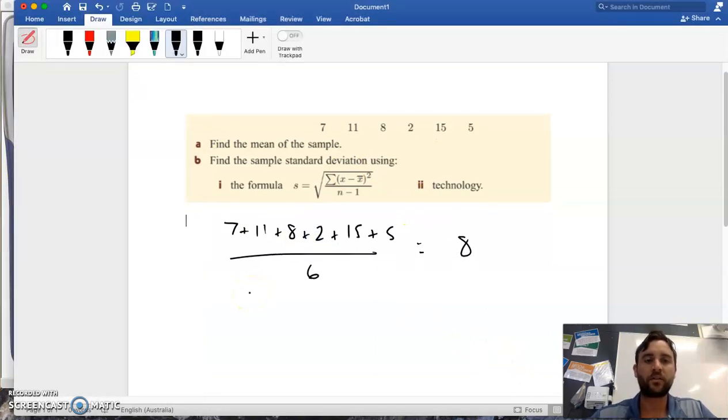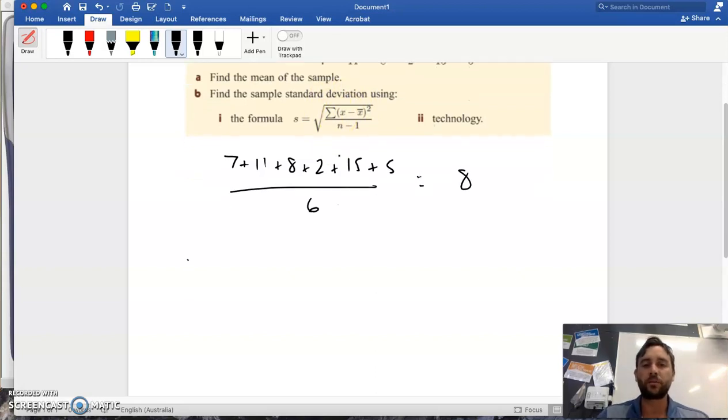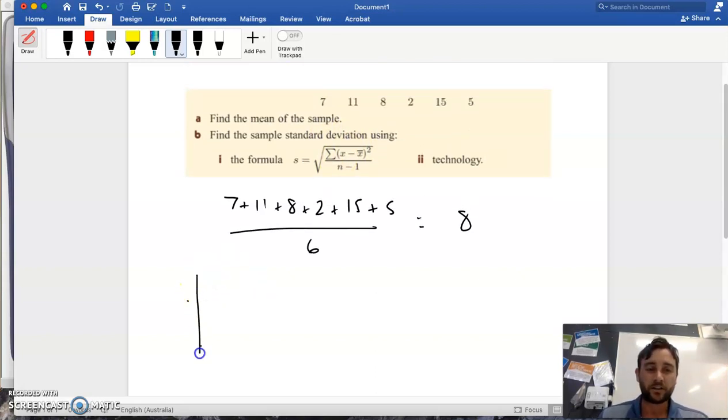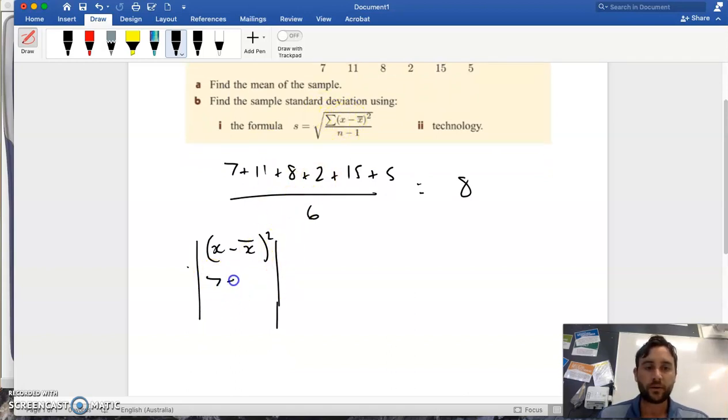Now it says find the sample standard deviation using the formula. So the first thing I need to do is use the formula, right? There's a couple of ways to do this. The easiest way is possibly the way the textbook does it, by just finding out what x take away the sample mean, squared, and finding out the total from that. So first I've got 7, take away our sample mean of 8 and square that, and that's going to equal minus 1 squared, which is of course 1.